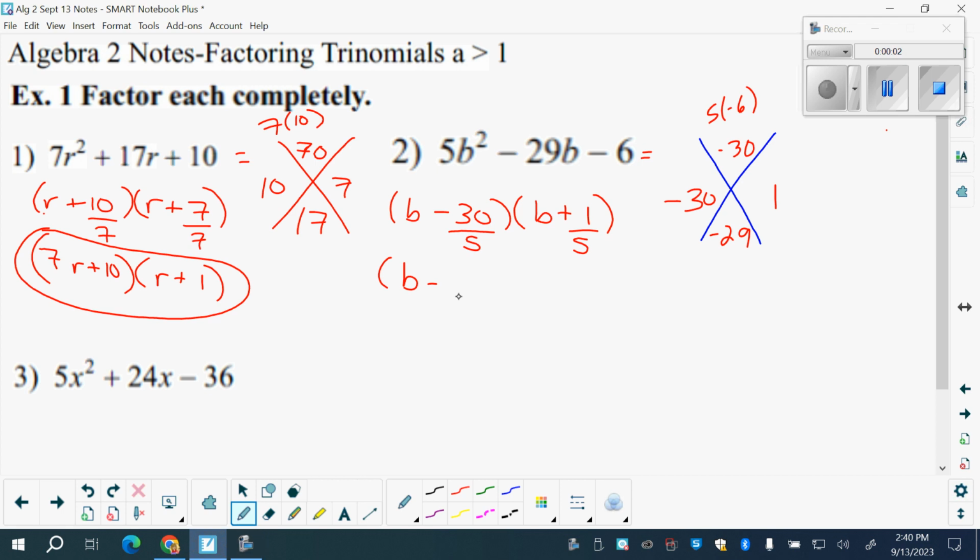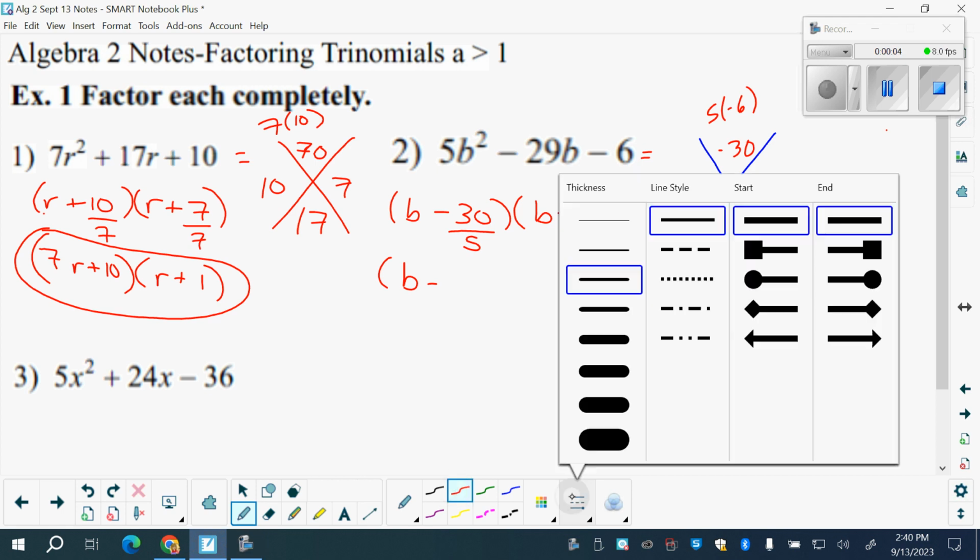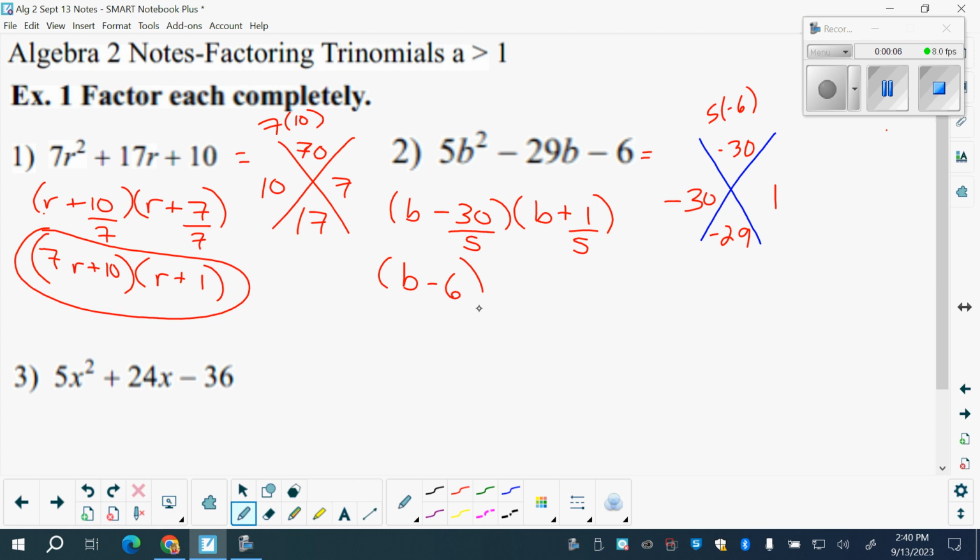We get 6 here. And then since this 1 does not divide by 5, we slide the 5 to the front of the b, so it's 5b plus 1. Some more steps then on that one.